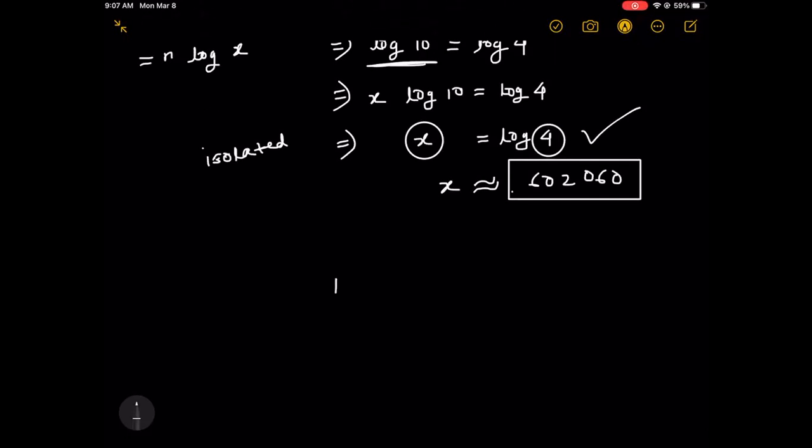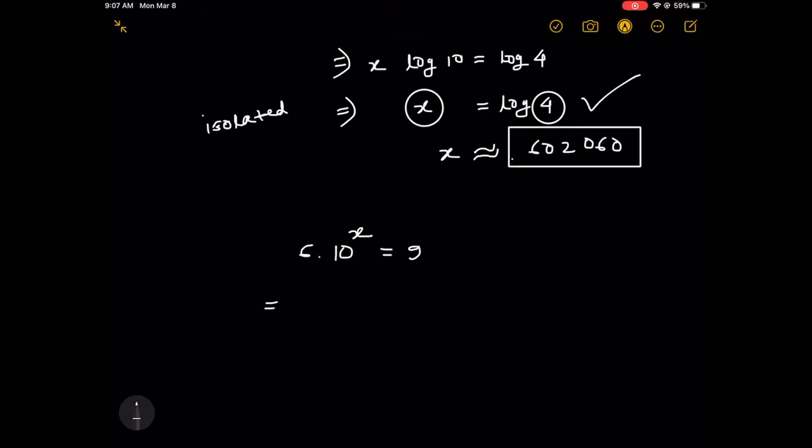Anyway, let's try this. We have, let's say, 10 to the x times 6 equals 9. First of all, we are trying to solve it for x, because you can see that's the only unknown value, or rather variable here. So we'll try to isolate that first. We can divide both sides by 6. If we do that, we'll have 3 halves.